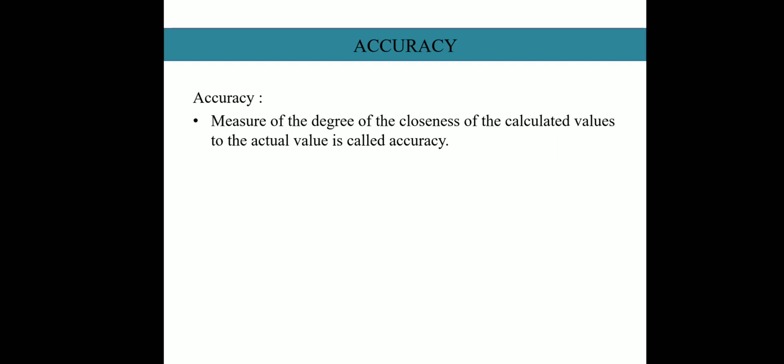Accuracy word you would have heard at many places, even in your numericals or when you are measuring length. So what does accuracy mean? Basically, accuracy is nothing but the measure of degree of closeness of the calculated values and the actual values. Okay, so for example, let's say you have a pen, then the length of the pen is given as 7 centimeter.